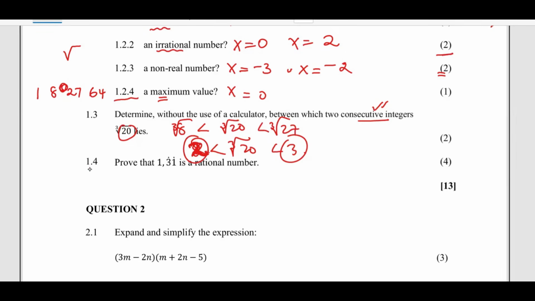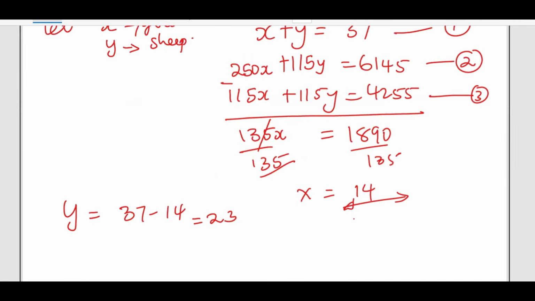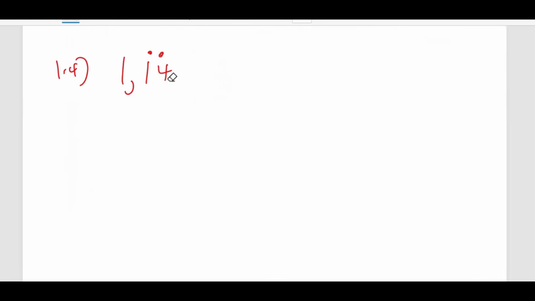Then 1.4, can we prove that 1,31 is rational? Okay, let's prove that 1,31 is rational. So what we said was that if we have something like that, let me just go this side. Now you see that this question looks more or less the same as what we had. It's 1,14. So it's these two numbers that are recurring. Now it's 3, 1. You see now? Let's just take this out.